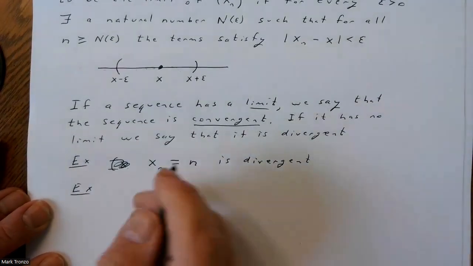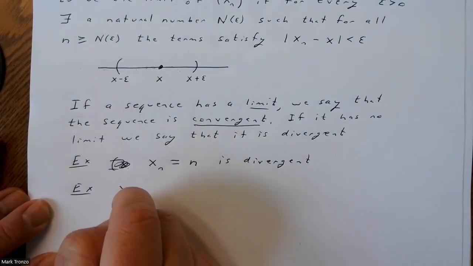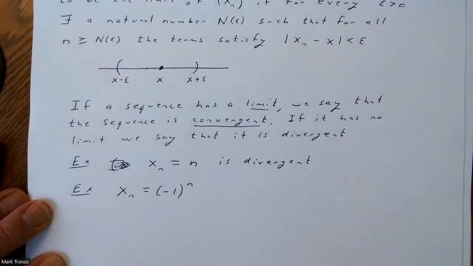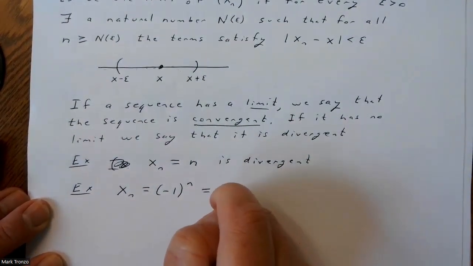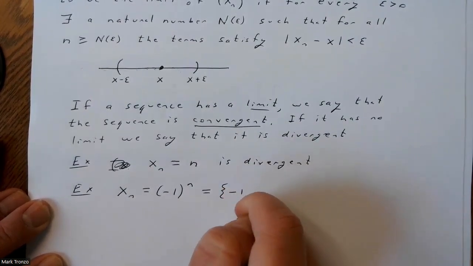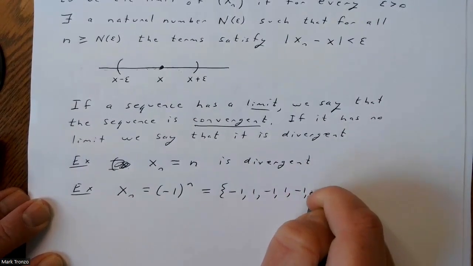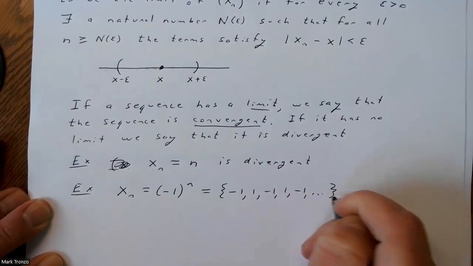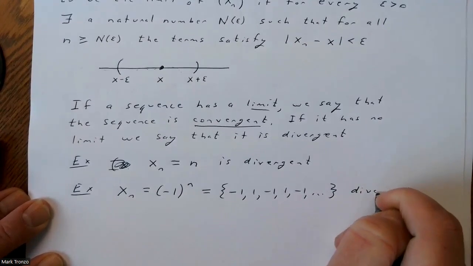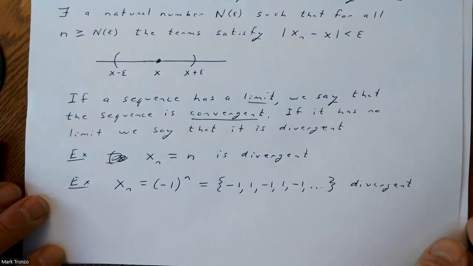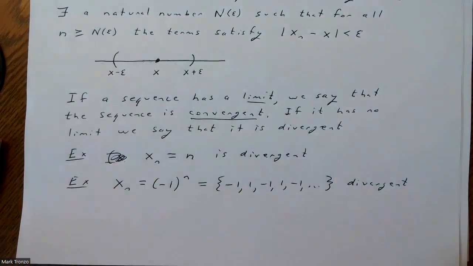Or another way it could be divergent, like I said, if you have something like (-1) to the n. Of course, what is that going to be for n equal 1? It's going to be -1, 1, -1, 1, -1. That's also divergent. Because sometimes the word diverge makes you think it's just going to always go up forever, but not necessarily. It just means it doesn't have a limit in this context.